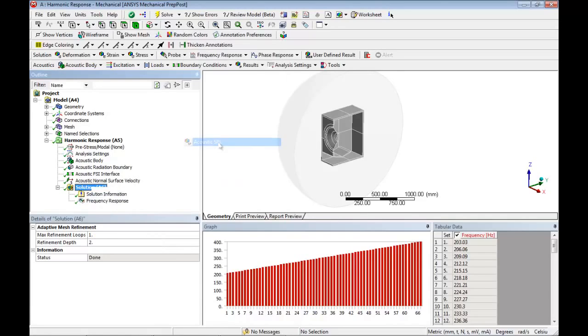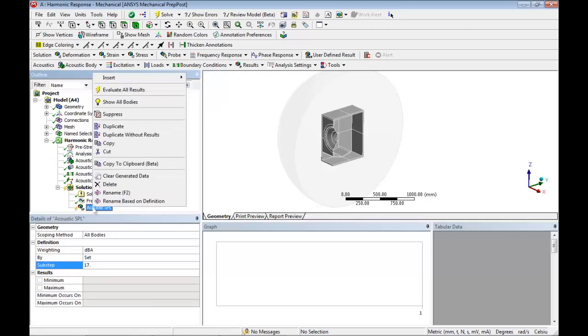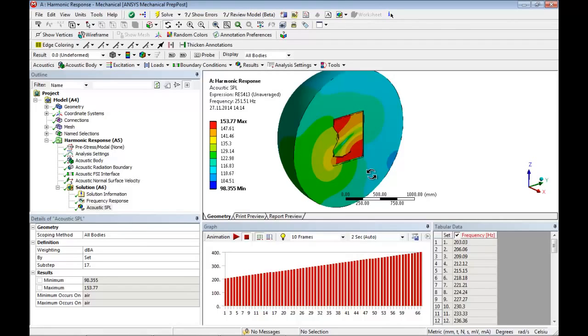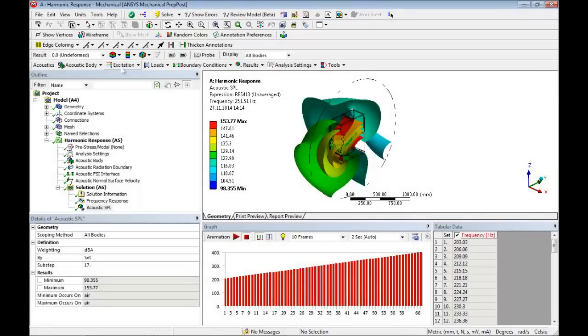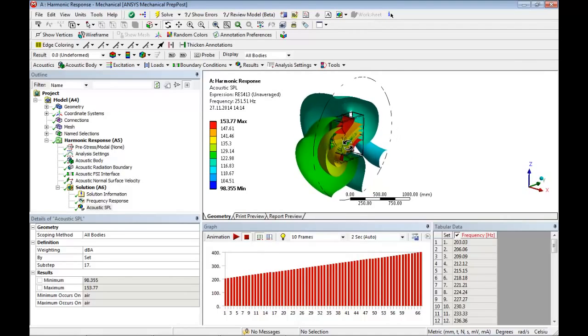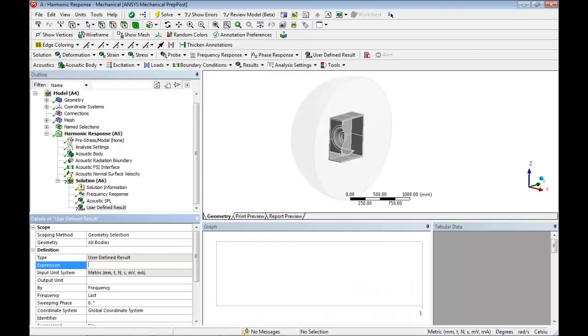Then, we insert the acoustic sound pressure level. Generally, the absolute SPL has the unit decibel. In some cases, it is recommended to weight the absolute SPL according to the threshold of human hearing. Then, the unit is called dBA. An animation of the pressure at one frequency can be achieved by inserting the pressure as a user-defined result.